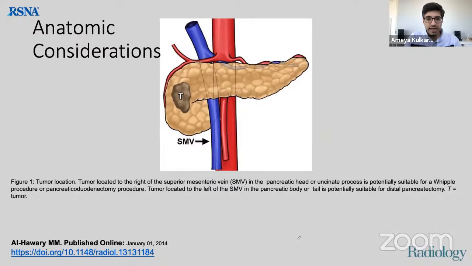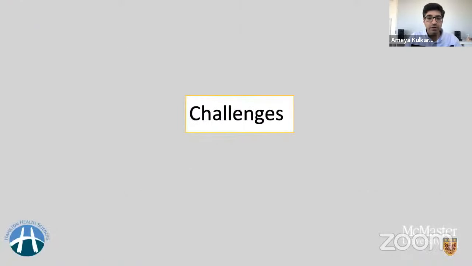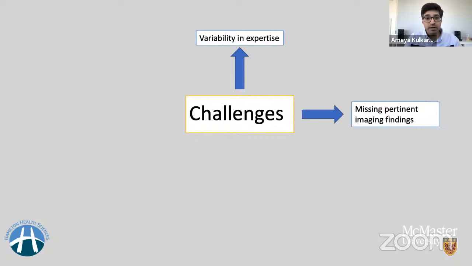Once you do this, the next step is your assessment of resectability. Now, what are the challenges when you start doing this resectability assessment? Challenge number one, there could be variability in experience. Not everyone will be able to get a really good sense of these diseases when they're doing their residency or fellowships. That is where sessions like these, or going for fellowships at cancer institutes, is going to help you a lot. Number two, missing pertinent imaging findings.